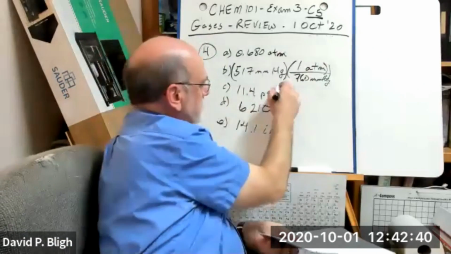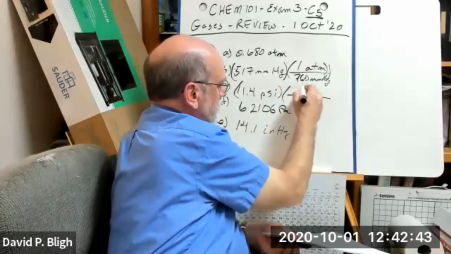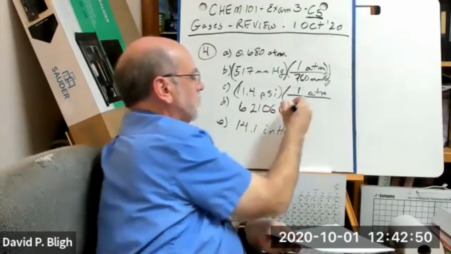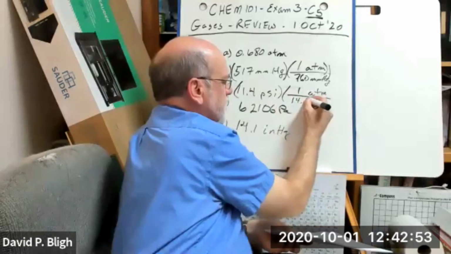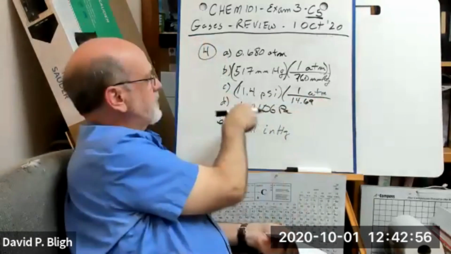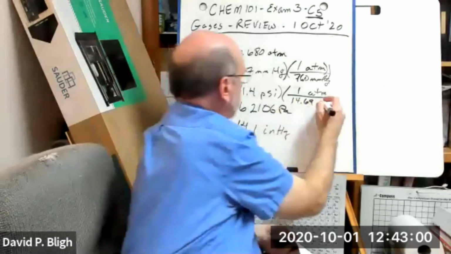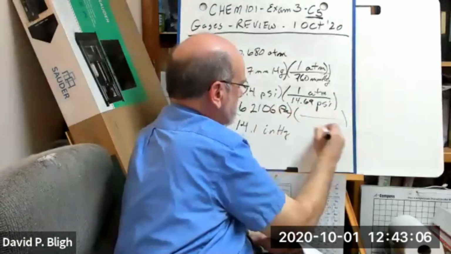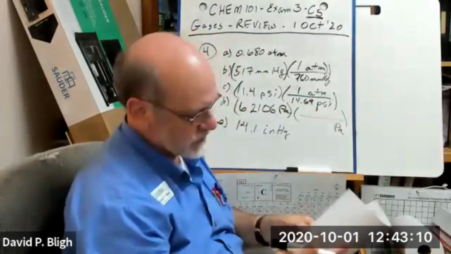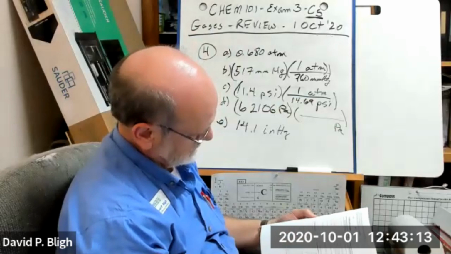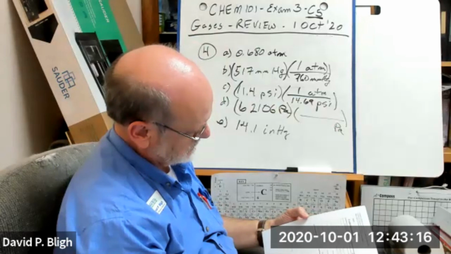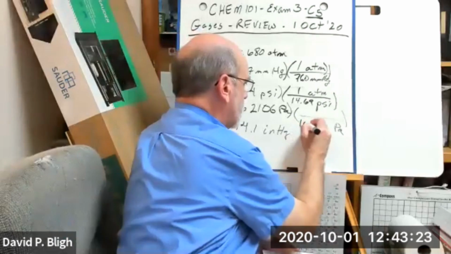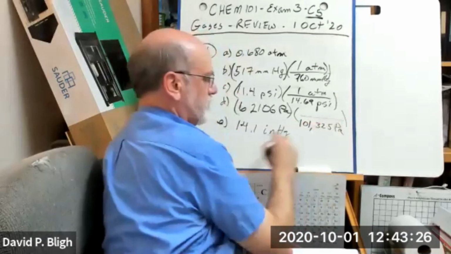How about PSI? 1 atmosphere is 14.7. I think sometimes they say 14.69. 14.7 is good enough because you only have 3 significant figures there anyway. Pascals. I don't have that one memorized. I'm pretty sure it's in your useful information. So over here on the left, yeah, 1 atmosphere is 101,325 pascals per atmosphere.